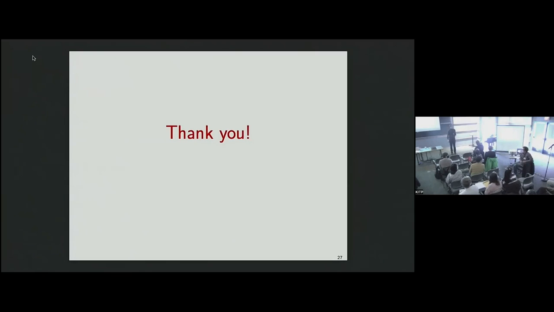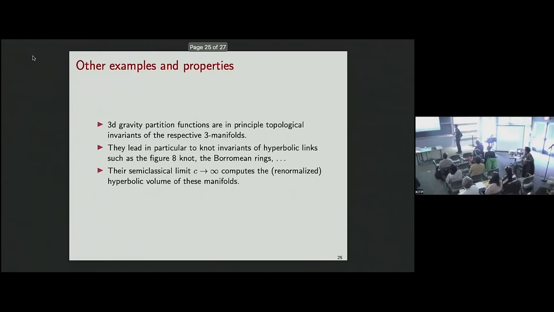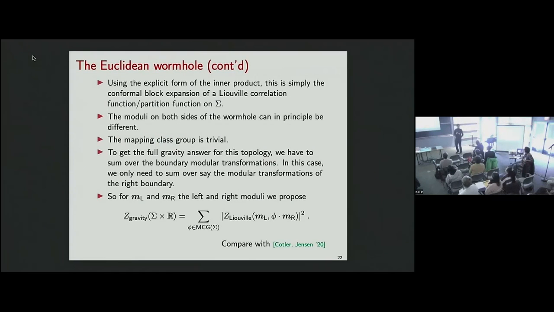Douglas? You wrote on this slide to compare to Kotler and Jensen. Could you say more about the comparison? Okay, so from our point of view, Kotler and Jensen is a little bit of a singular case, and I don't exactly know whether it precisely matches or not. They take a torus times the real line, and the torus is precisely the case where we don't have a hyperbolic metric, so there's no wormhole to start with. You can write down this formula in principle, but you end up with the Liouville partition function for the torus, which is not a completely well-defined thing. The structure of the answer is the same. That's why I didn't write it's equal to. The structure is exactly the same.